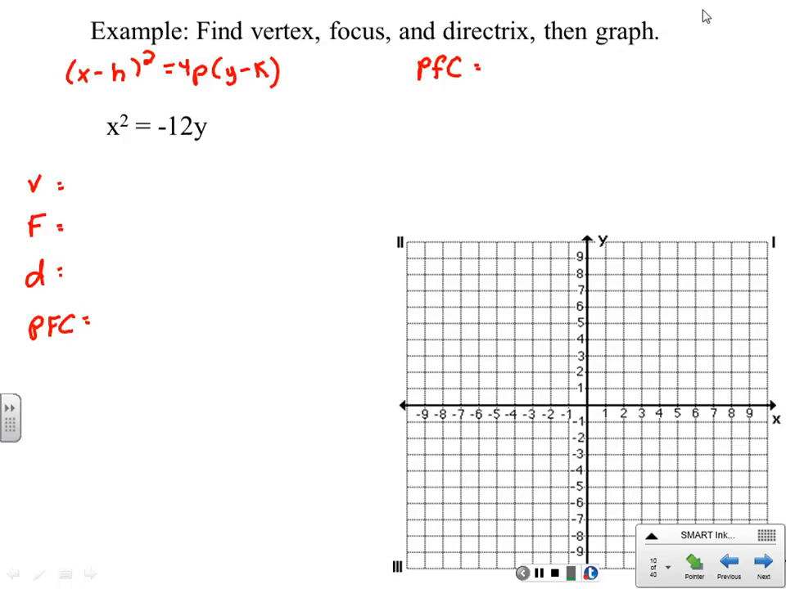What's wrong, Tom? You're going to start in standard form. The one that I give you, no. But in order to graph it, you need it in standard form.